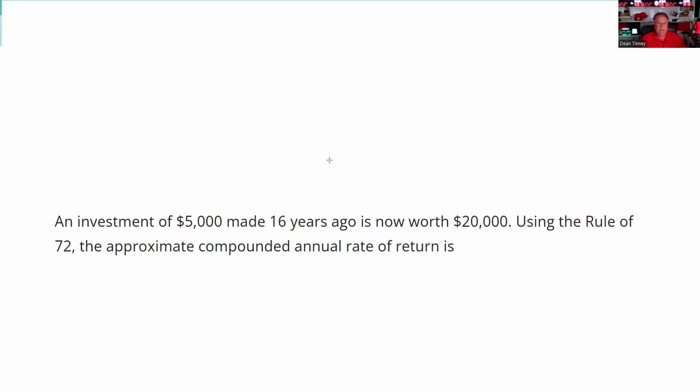Here's today's request. An investment of $5,000 made 16 years ago is now worth $20,000. So we have the present value of 5, future value of 20, using the rule of 72.